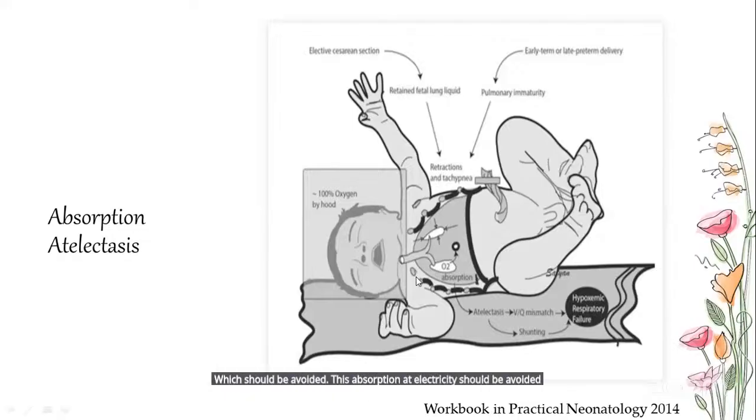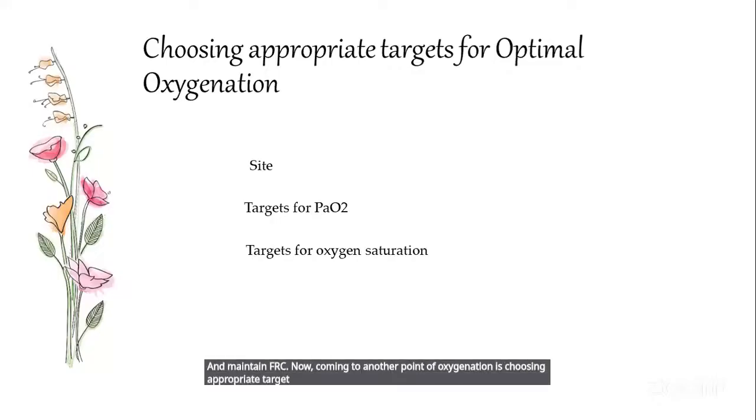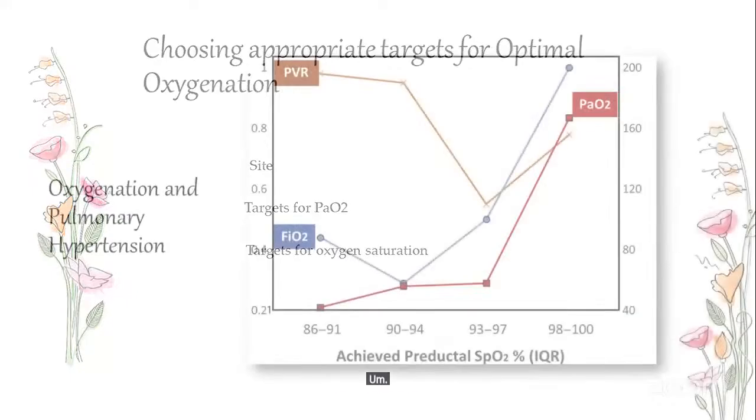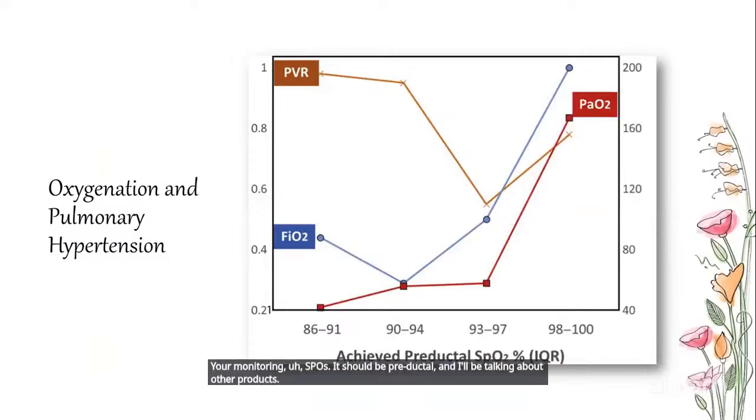Any child who is having retractions or grunting does not need oxygen. He needs pressures to open up his alveoli and maintain FRC. Now coming to another point of oxygenation: choosing appropriate targets for optimal oxygenation. What should be the ideal site for monitoring your SpO2s? It should be pre-ductal, and I'll be talking about the other cutoffs.